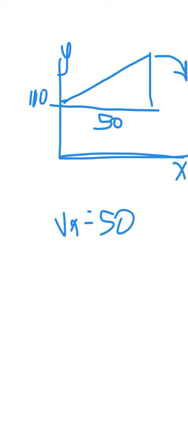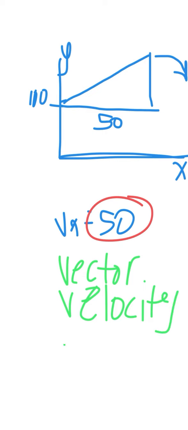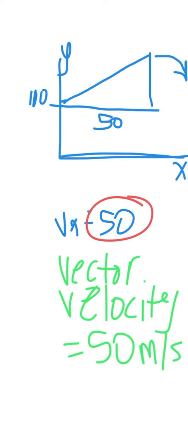So now that we have this, we can try to find out the vector velocity. It's very easy to find the vector velocity because we have this number here. So the vector velocity equals 50 meters per second. So we answered the first question. Find the vector velocity. 50 meters per second is the vector velocity.